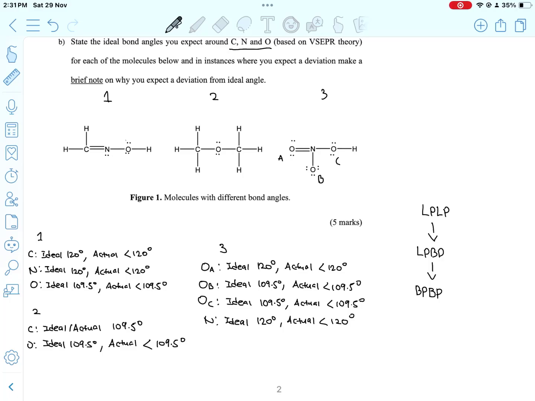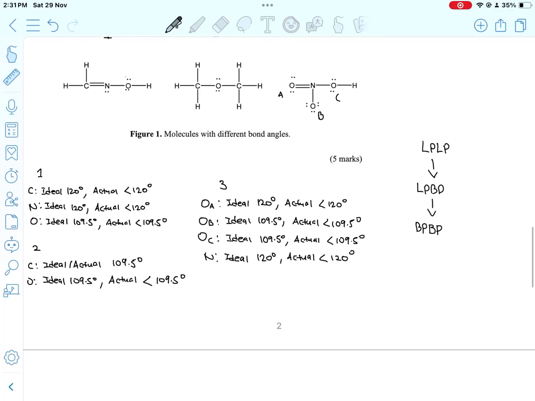Now on to molecule 3, there are actually 3 different oxygens here: A, B, and C. For A, you have 2 lone pairs and 1 double bond, so ideally it's 120, but it will be less than 120 because of the lone pairs and also the double bond. For oxygen B, you have 3 lone pairs, so that will again create less than 109.5, and that's the same for oxygen C.